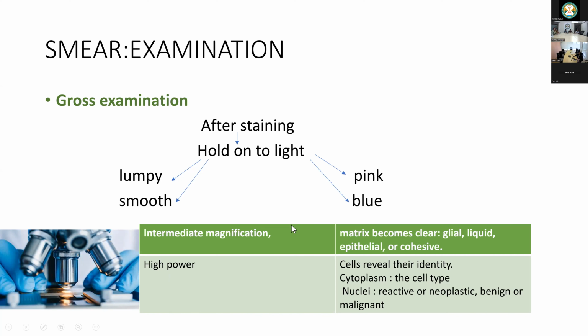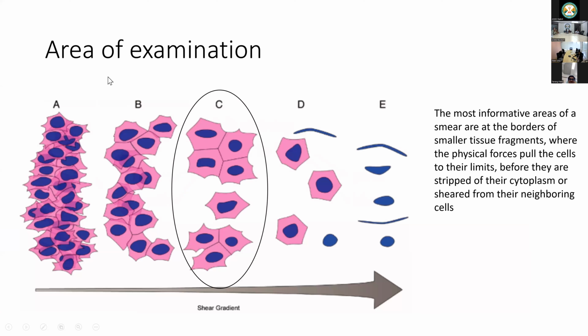Then in intermediate magnification, the matrix becomes clear, whether it's glial, liquid type, epithelial, or cohesive. In high power, the cells reveal their identity. From the cytoplasm, we can get a hint of the cell type, and the nuclei give a hint whether it's reactive or neoplastic, benign or malignant. Now, the best area of examination is this area C, where the cells are still touching each other, and the cytoplasm and nucleus are not sheared off.